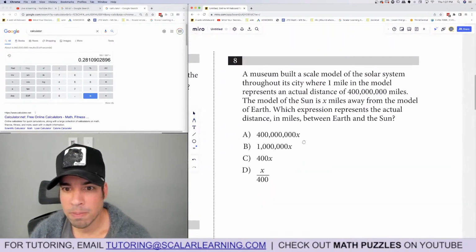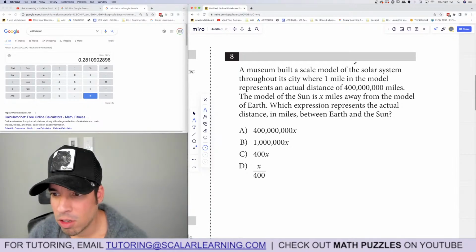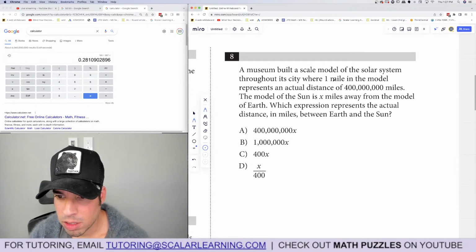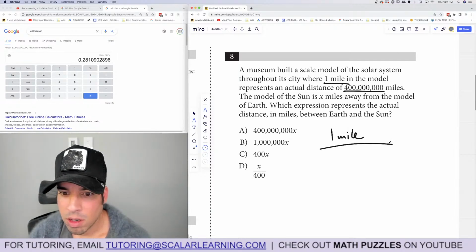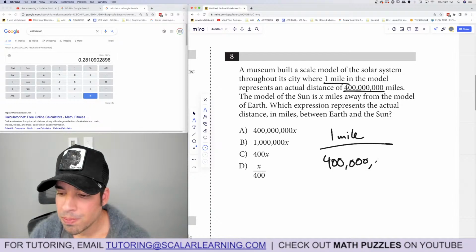Number 8, a museum built a scale model of the solar system throughout its city where 1 mile in the model represents the actual distance of 400,000 miles. So 1 mile represents that. 400 million, did I say 1,000? Okay, so we'll say model and real. I assume it's a proportion.